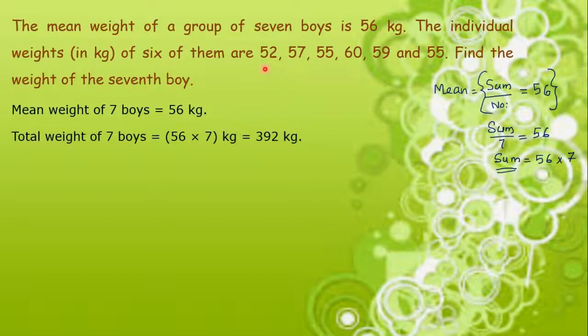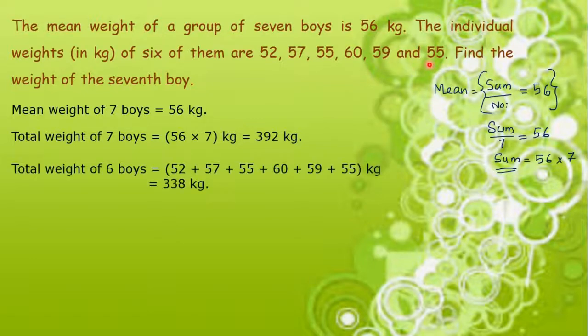How will we find the total weight of 6 boys? We can just add the given weights together, right? So, total weight of 6 boys equals 52 plus 57 plus 55 plus 60 plus 59 plus 55. The sum is 338 kg.